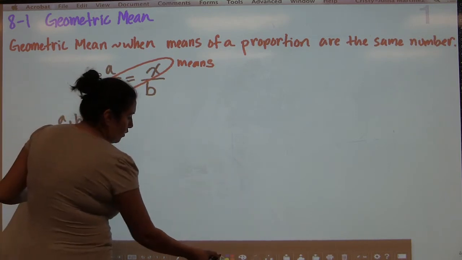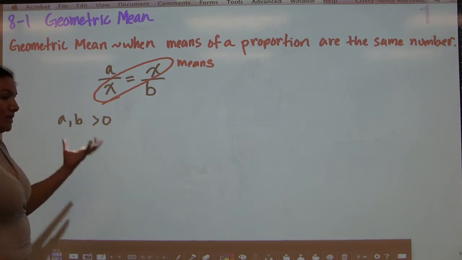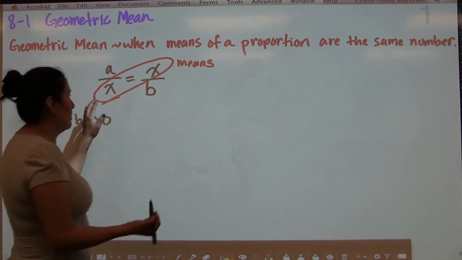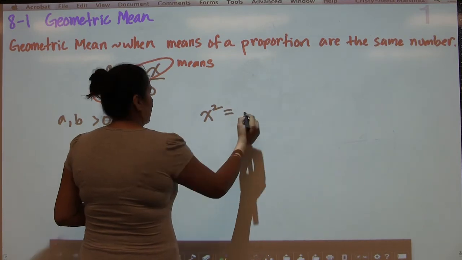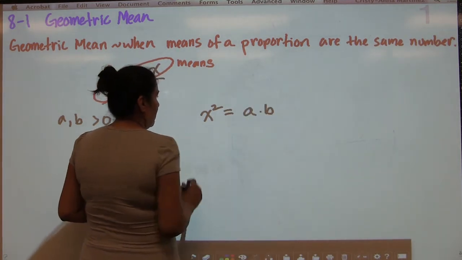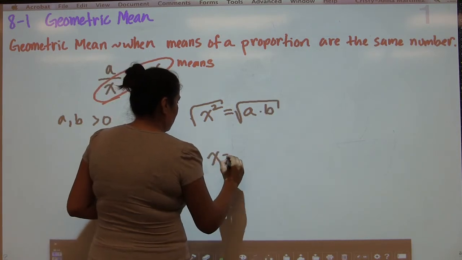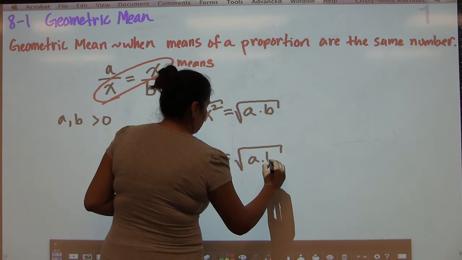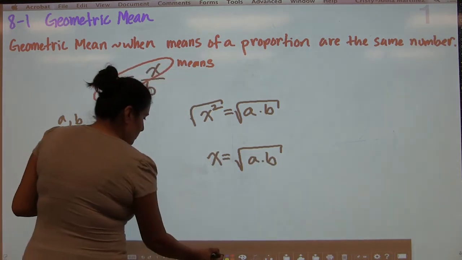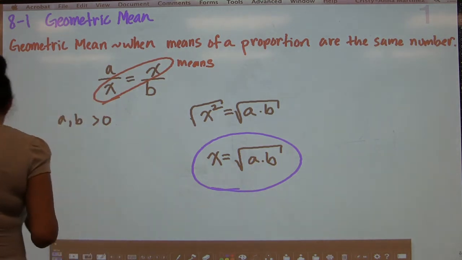So again, this is for a and b being positive numbers, a and b greater than 0. If you were going to solve this using the cross product property, you would go x times x, which is x squared, equals a times b. And then you would square root both sides. And so you have a little formula, which is x equals the square root of a times b. Basically, we use this formula as the geometric mean.